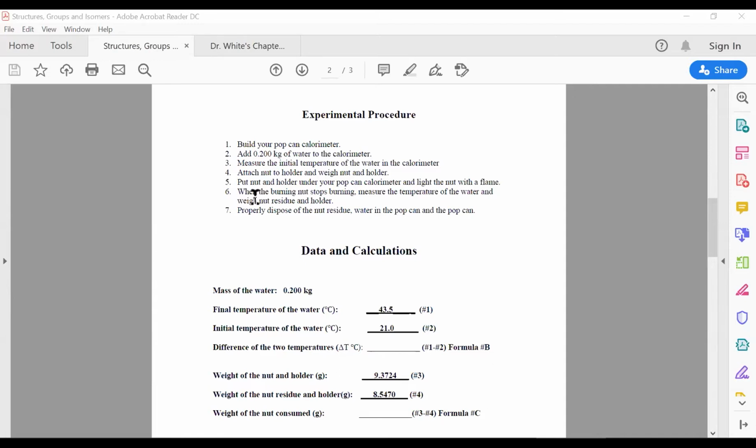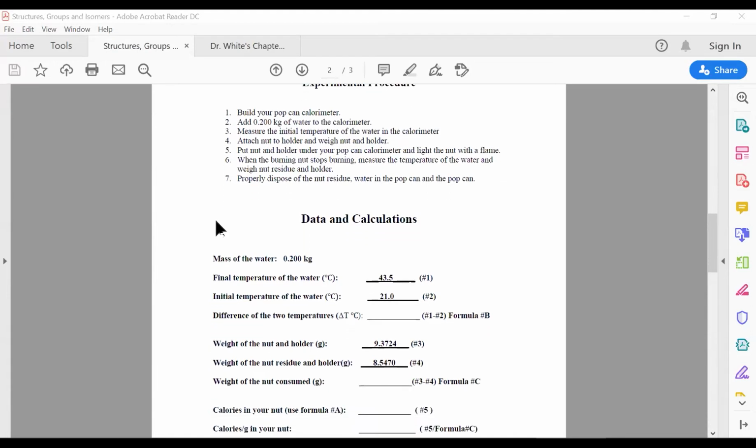And when the nut stops burning, you'll measure the temperature again of the water and the weight of your nut residue and holder. Now, be sure to properly dispose of your nut residue. We usually have a can or bottle for that that we then properly dispose of, not in the garbage. And the water goes down the drain and your pop can goes in the recycle bin.